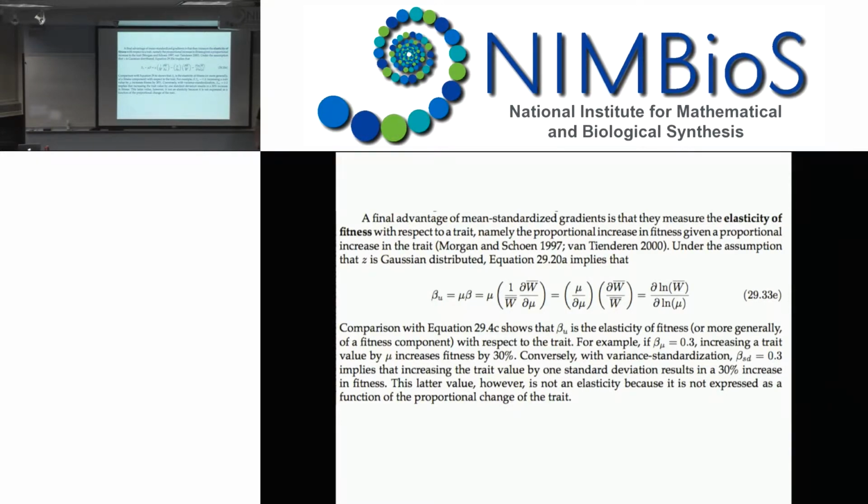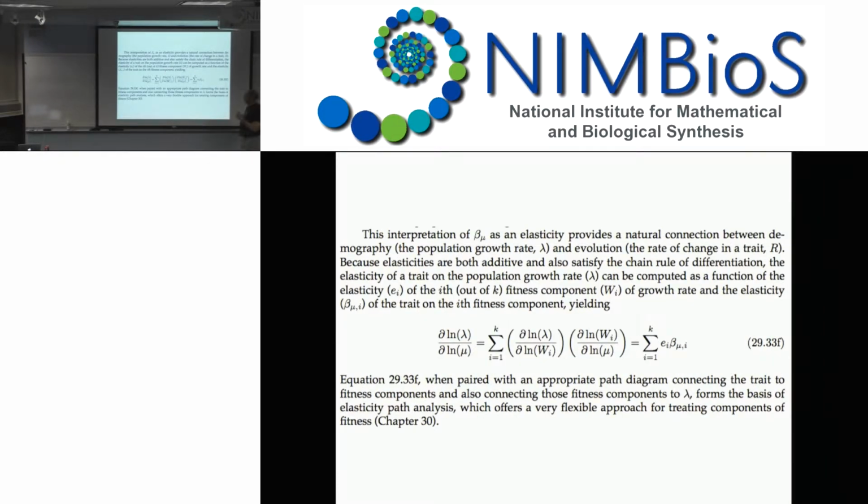So mean standardization has this nice feature, and it can basically tell us how sensitive changes are in terms of changing relative fitness. So for example, if the mean standardized gradient is 0.3, doubling the trait value increases fitness by 30%. With variance standardization, if the gradient is 0.3, it means a 1 standard deviation change results in a 30% increase. Standard deviations don't tell you much about the actual trait value, so often we're interested in proportional changes, and likewise the mean standardized gradients can be related to elasticity.